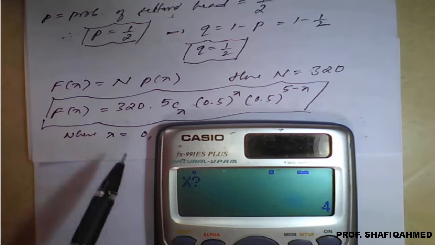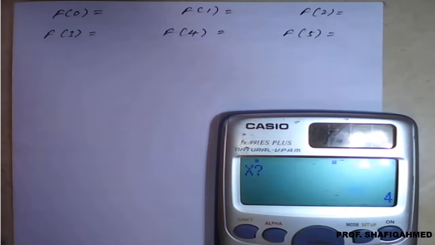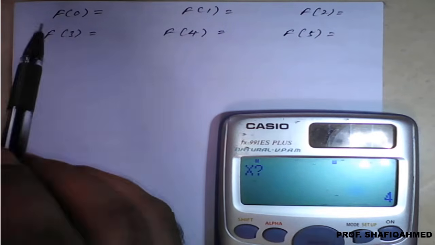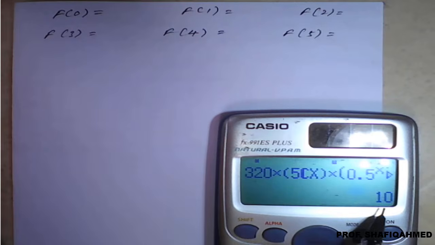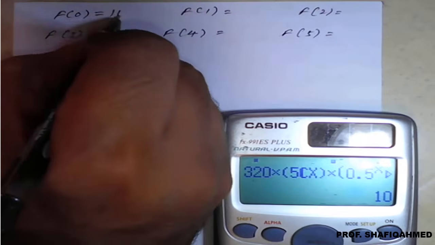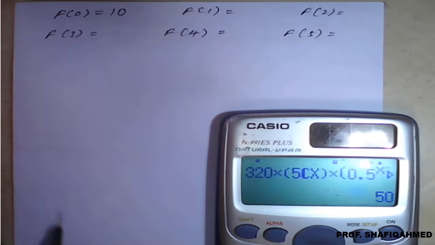We'll start with x is 0, what answer will we get. When x is equal to 0, the value is 10, we'll write here 10. When x is equal to 1, the answer is 50.